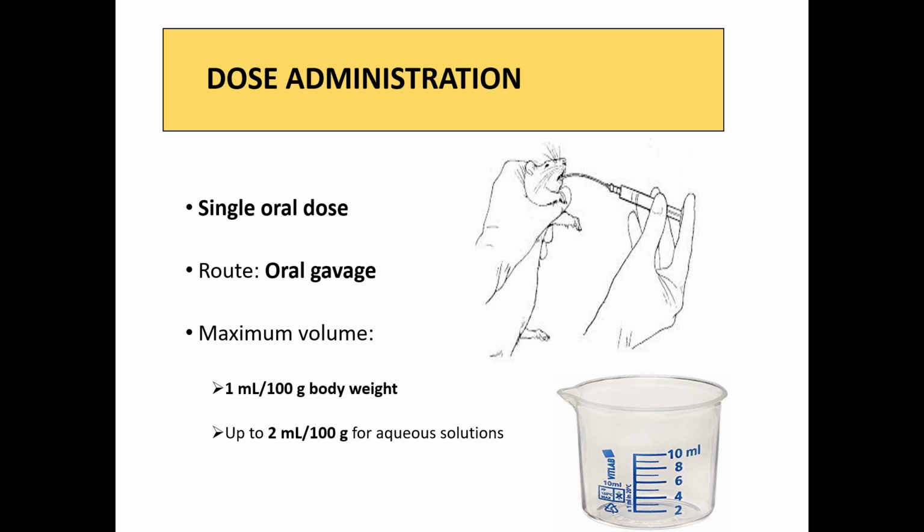Up to 2 ml per 100 grams is allowed for aqueous solution. For chemicals or oils and other materials, you have to take 1 ml per 100 grams, meaning 10 ml per kg, and for aqueous you can give 20 ml per kg.